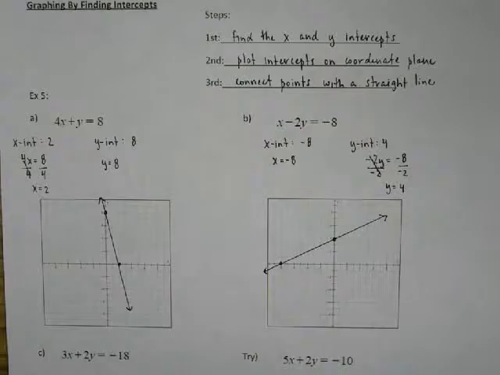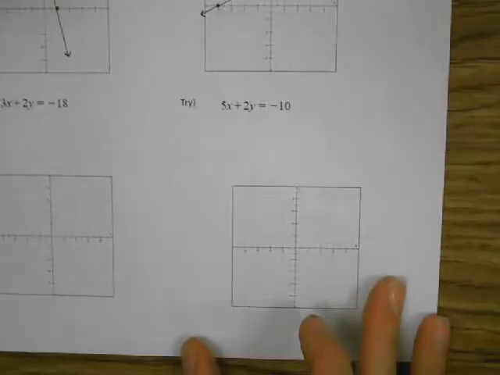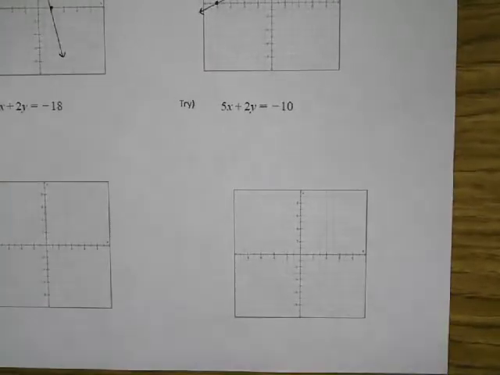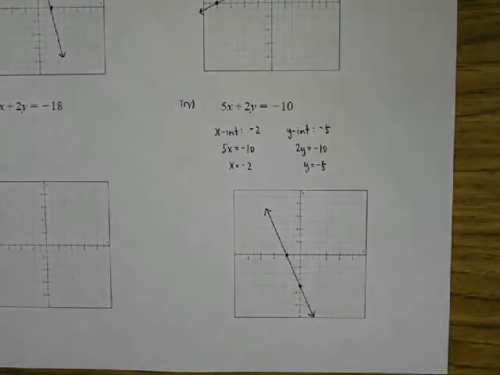All right. Why don't you pause the video now and try the try problem. I'll work the solution out, so when you unpause, you can check your answer. Okay, so if you graphed this correctly, this is how your line should look. Make sure you have the correct signs for your x and y intercepts. And if you're good there, you can go ahead and try the homework.